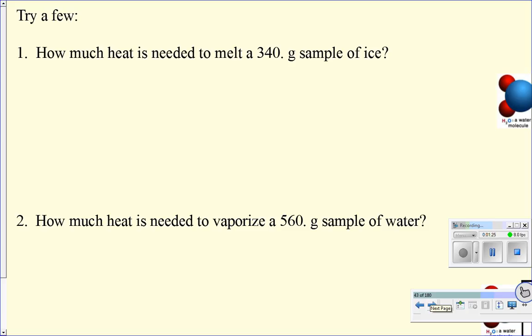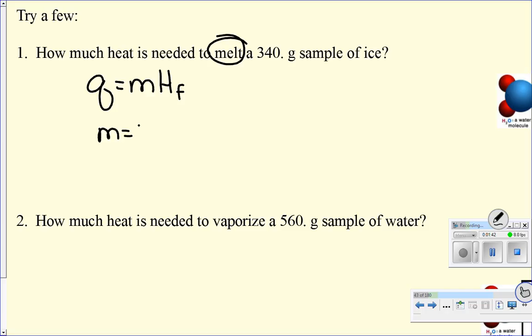How much heat is needed to melt a 340-gram sample of ice? So my big key word here is going to be melt. Melt tells me that I'm going to be using Q equals mHF. What I know from this equation is my mass is 340 grams. I know my heat of fusion, and again, I'm talking about ice, so that's a version of water, so I can use my constant from table B. I am going to talk about an example where that's not actually the case. My heat of fusion is 334 joules per gram.